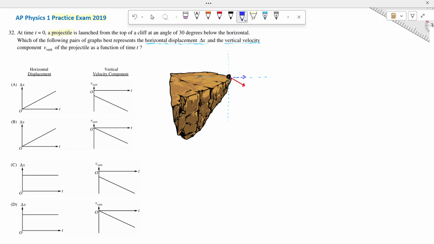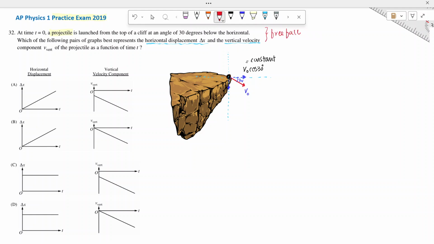So if we make the components, this is the x component of velocity and the vertical component is directed downward. If this is v0 and this angle is 30 degrees, then this component is obviously v0 cos 30, which is a constant value because we assume that this projectile motion is executed in the absence of air, so hence it's a free fall motion.